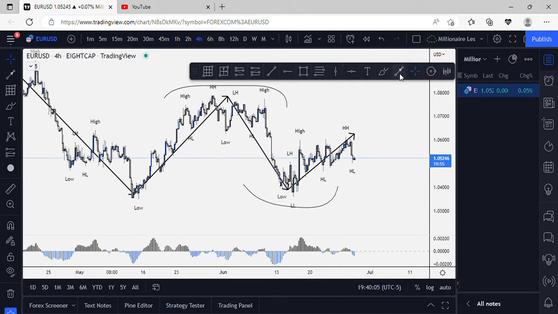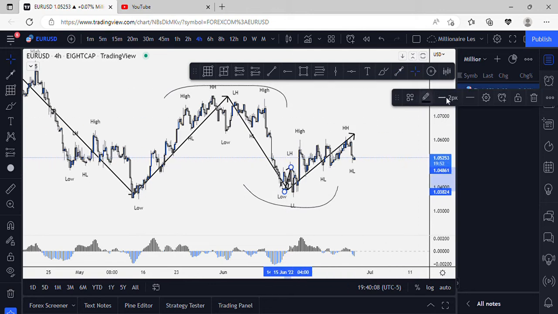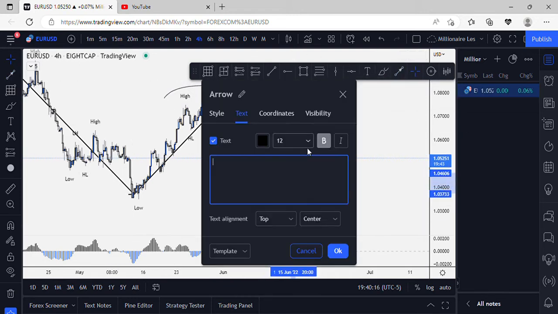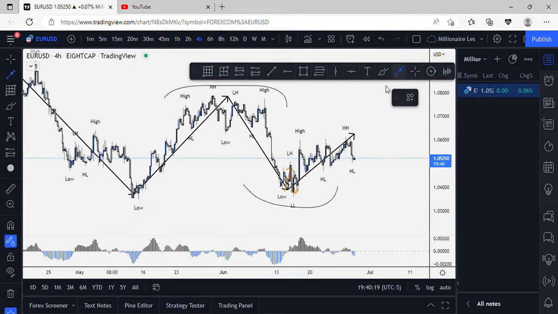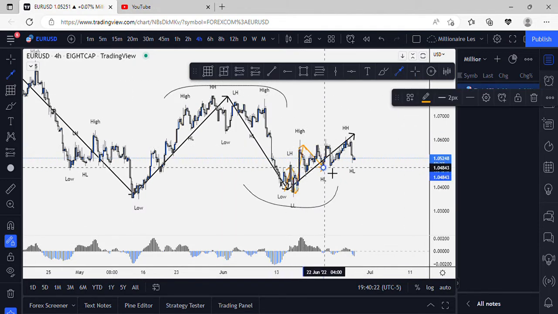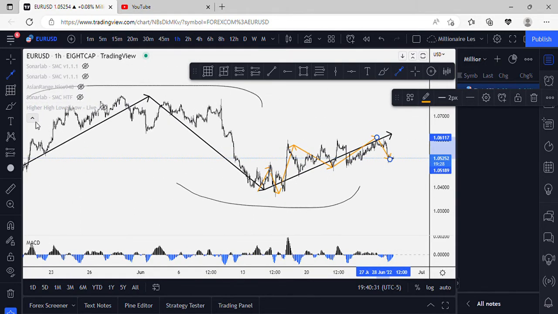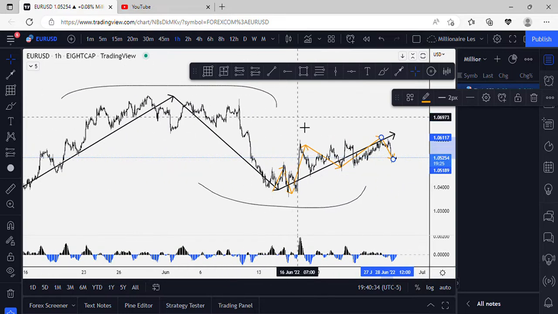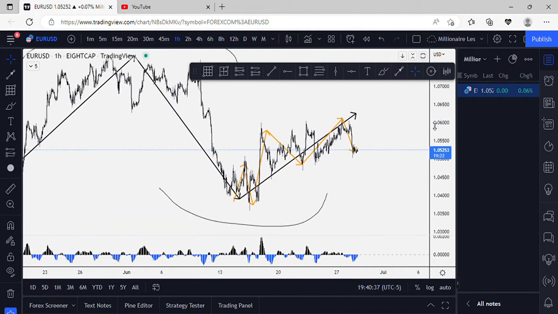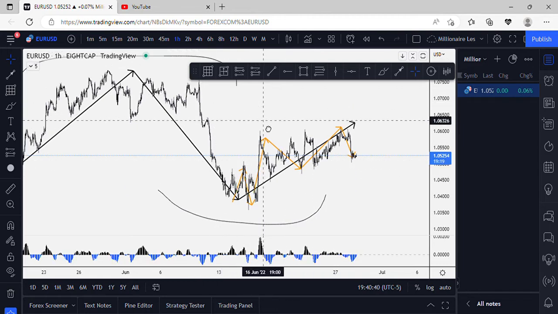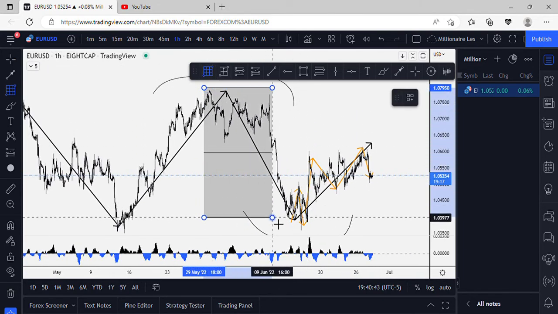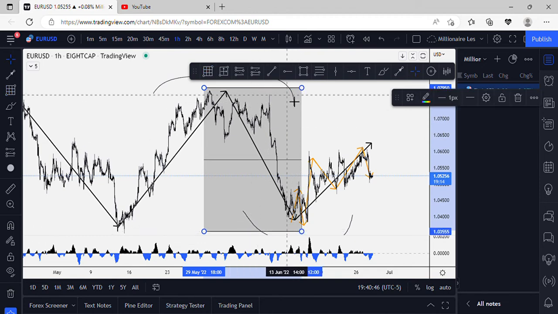Now I have my minor structure. Make this a different color. Have a minor structure inside there. And I get my minor structure on the 4-hour. Right? So as long as price does not break my swings, I'm good. I'm just trading in between the range. This is the range that I'm trading in between.